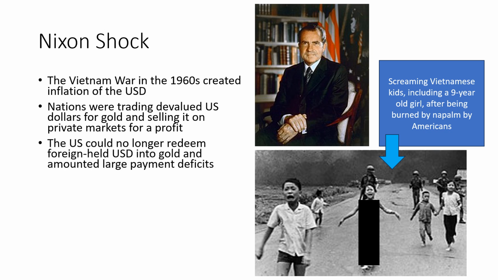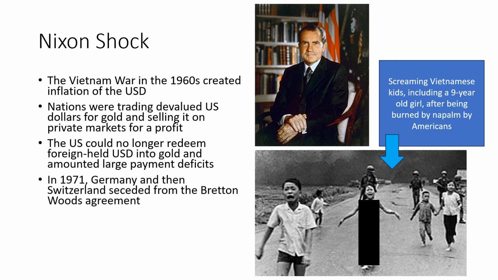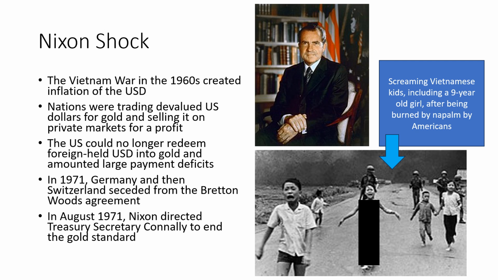The US could no longer redeem foreign held US dollars into gold and amounted large payment deficits. In 1971, Germany and then Switzerland seceded from the Bretton Woods Agreement, and then in August 1971, Nixon directed Treasury Secretary Connolly to end the gold standard. So this is all called Nixon shock.